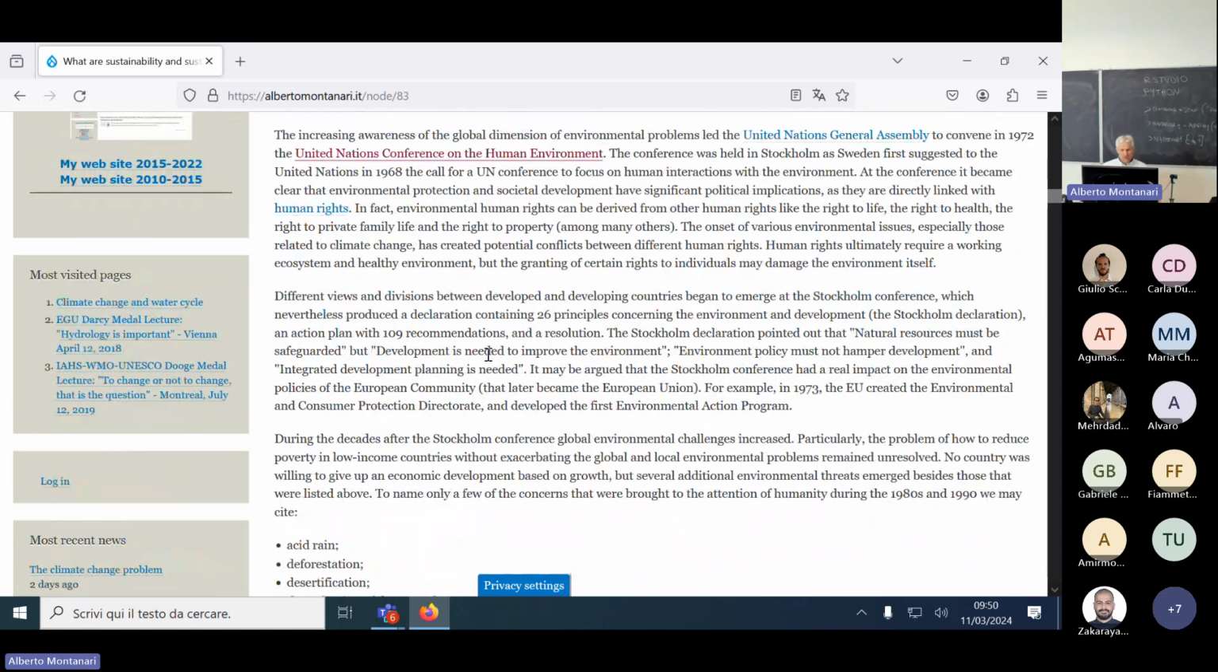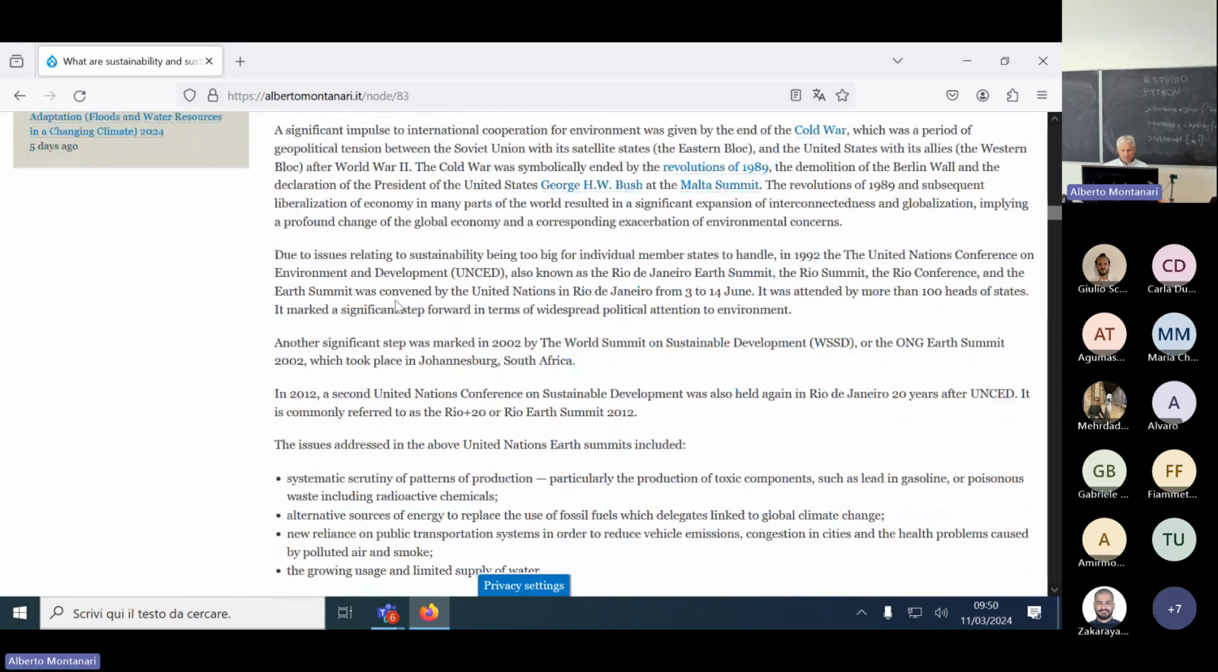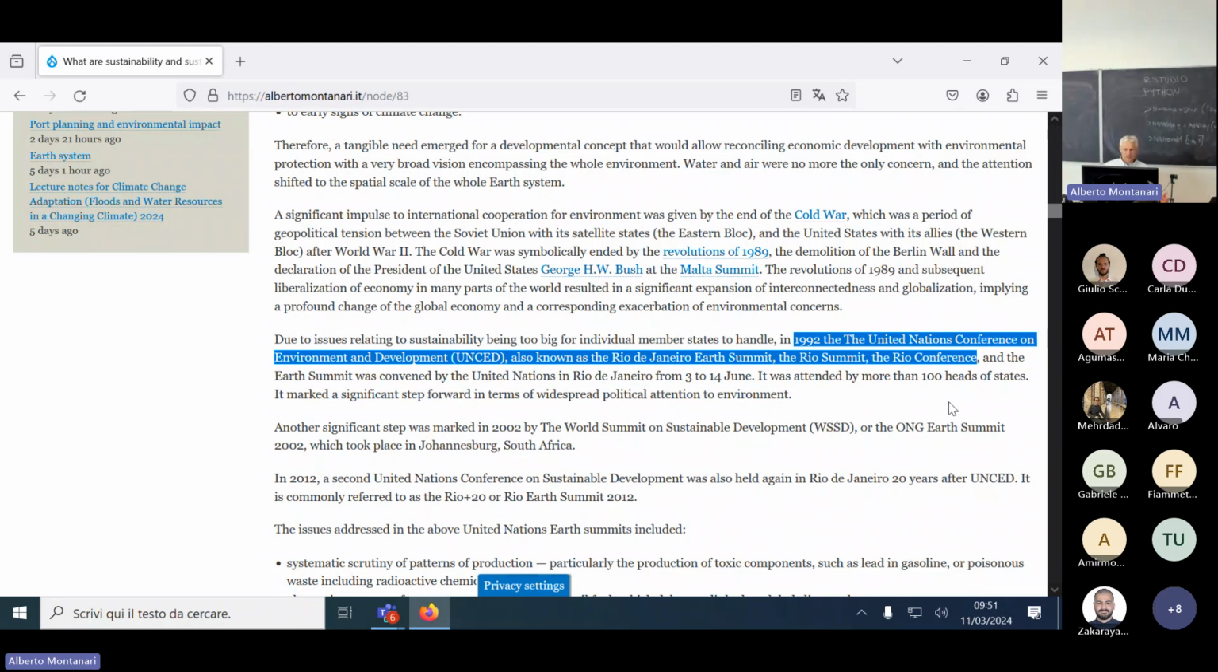The most important ones, and please don't learn the names of the conferences by memory, you will not find any question related to that. The most important one is in 1992, the United Nations Conference on Environment and Development, also called the Rio de Janeiro Earth Summit, the Rio Summit, the Rio Conference, etc. It was held in 1992 together with another conference in Dublin, which focused on water resources, and the Rio Conference was more general, okay?